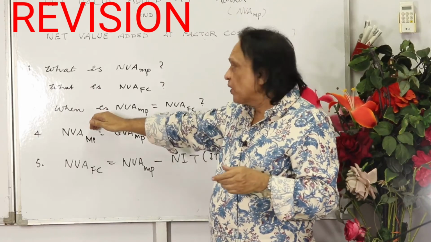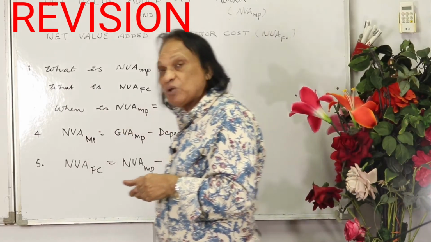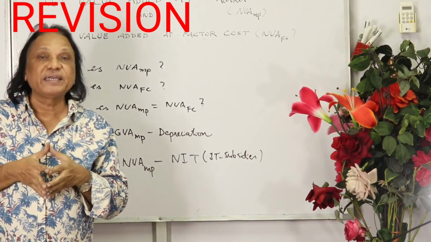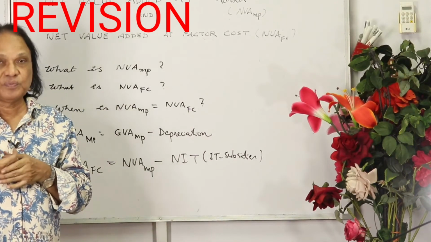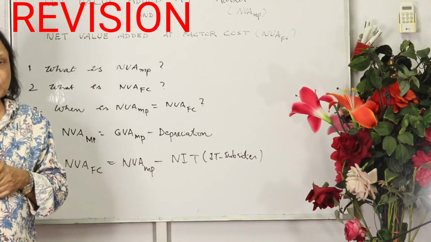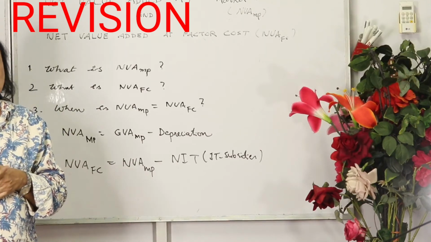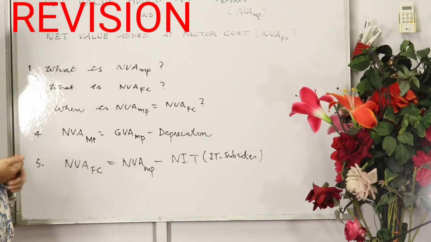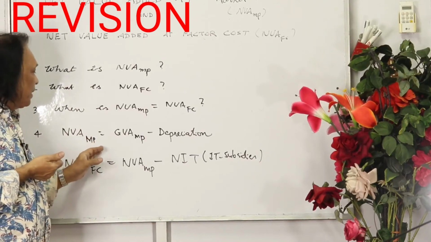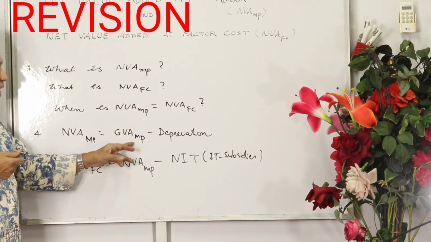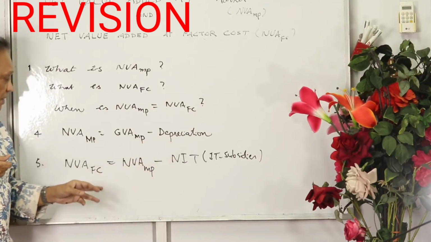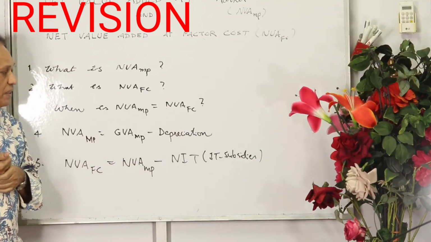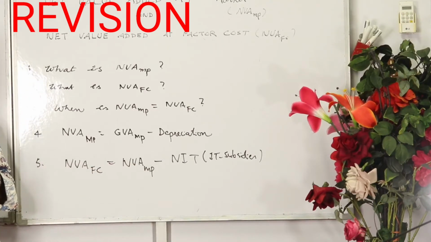If they ask you, can net value added at market price be equal to net value added at factor cost? Yes, it can be, when net indirect taxes are zero, that is when indirect taxes minus subsidies are zero, or indirect taxes are equivalent to subsidies. And then you have the formula: NVA at MP is equal to GVA at market price minus depreciation, and NVA at FC is equal to NVA at MP minus NIT, or indirect taxes minus subsidies.